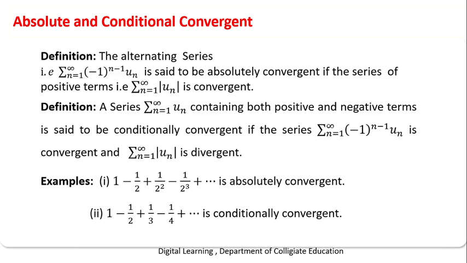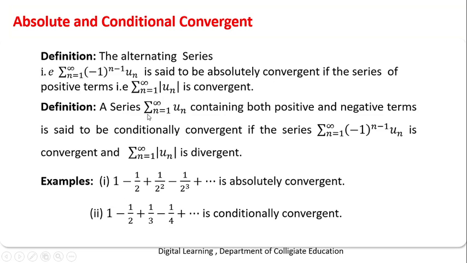And two more definitions are there, that is absolutely convergent and conditionally convergent. The alternating series is said to be absolutely convergent if the series of positive terms, that is summation n equal to 1 to infinity of mod of Un, means all are positive terms, is convergent. In the alternating series, if the positive terms series is convergent, then that alternating series is called absolutely convergent.